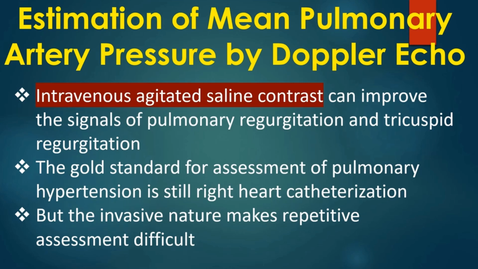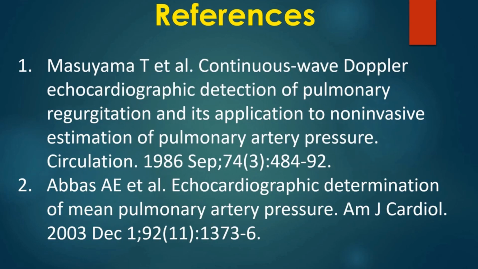The gold standard for assessment of pulmonary hypertension is still right heart catheterization, but the invasive nature makes repetitive measurement difficult. Here are the first set of journal references.